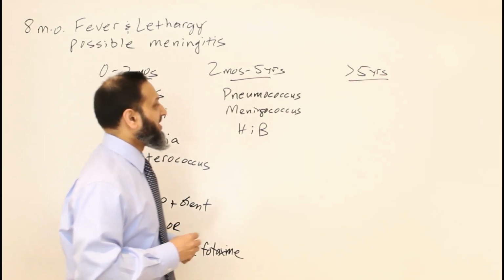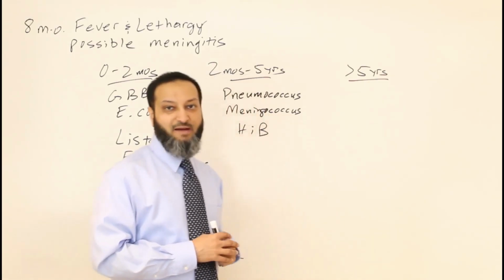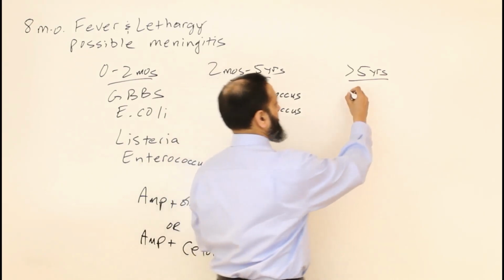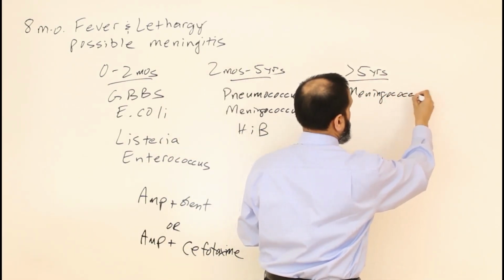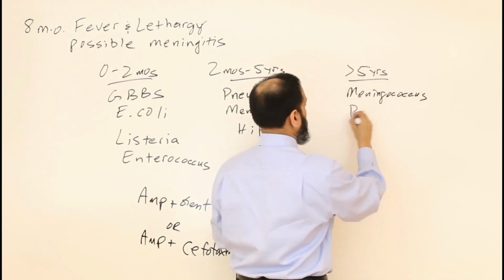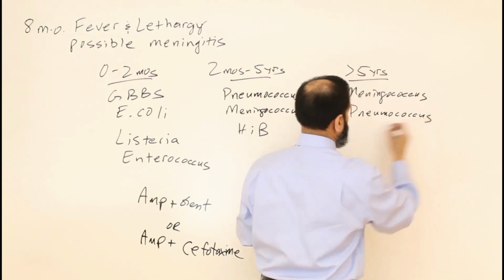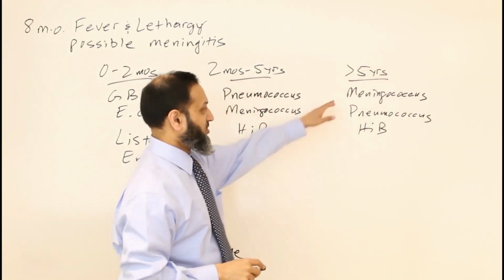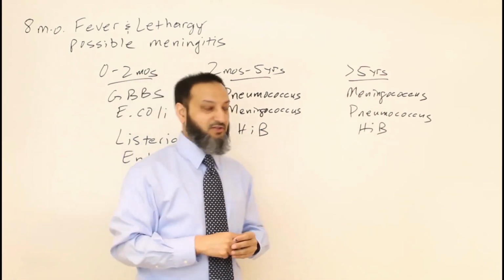Okay, and then in those older than 5 years of age, what is the most common cause of bacterial meningitis in this age group? In this age group, meningococcus now becomes the most common bacterial cause. Number 2 now becomes pneumococcus, and number 3 is still H. influenzae type B. So it's the same organisms, but meningococcus is more common, and you don't see as much pneumococcus once you get to 5 years of age.